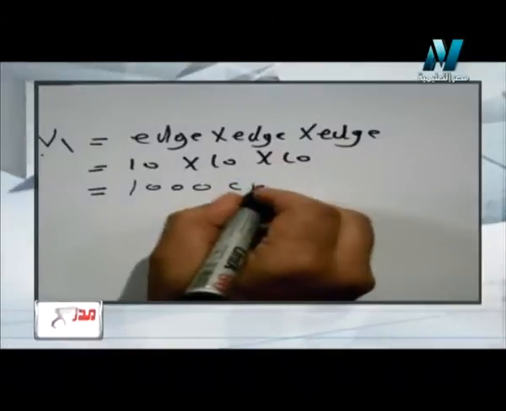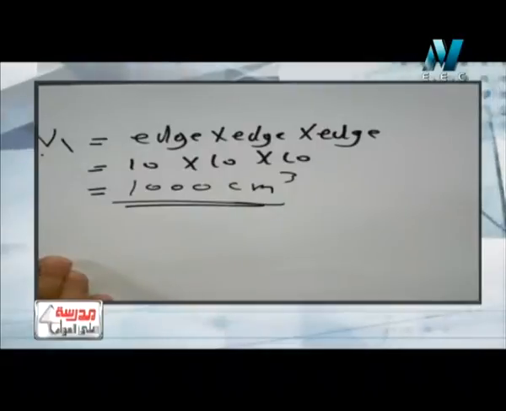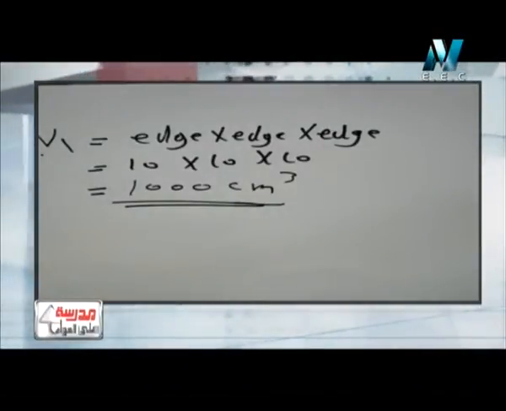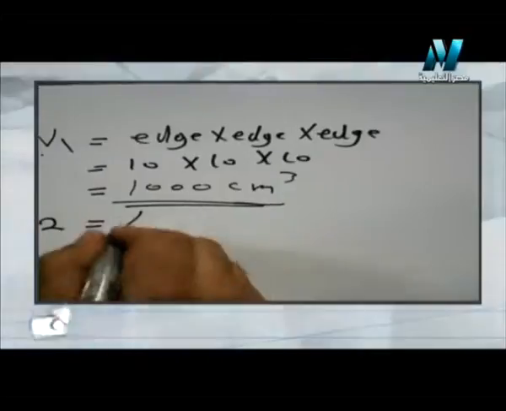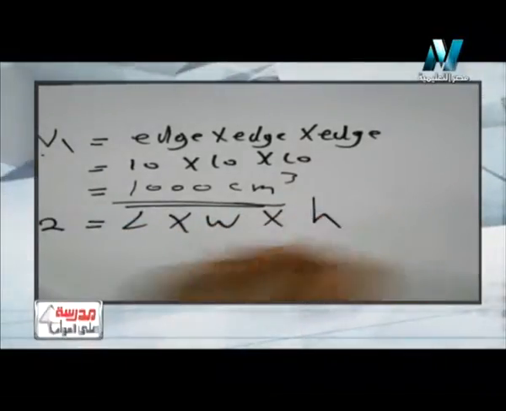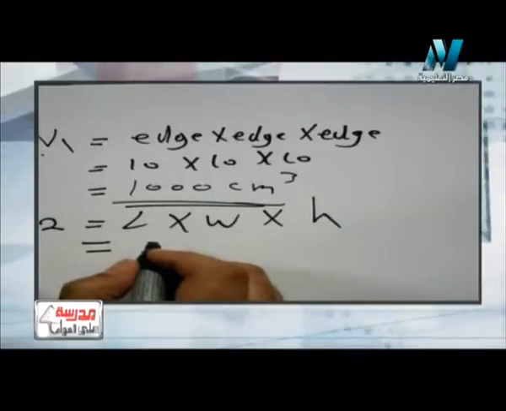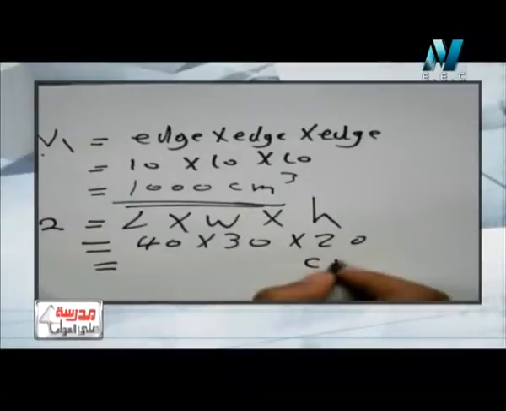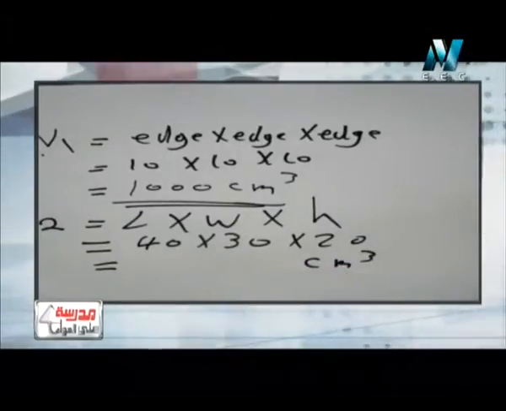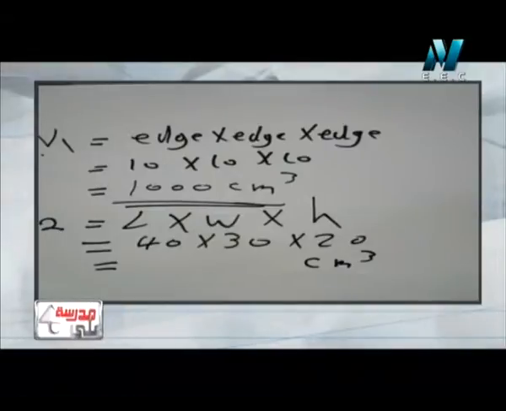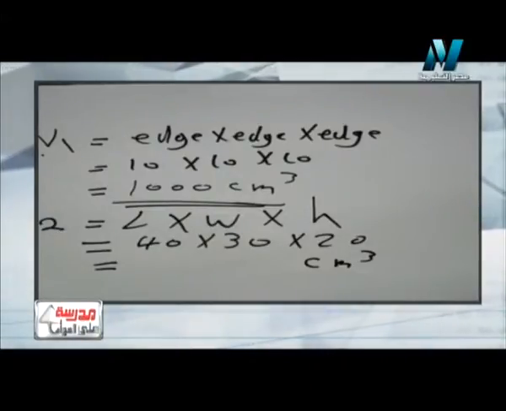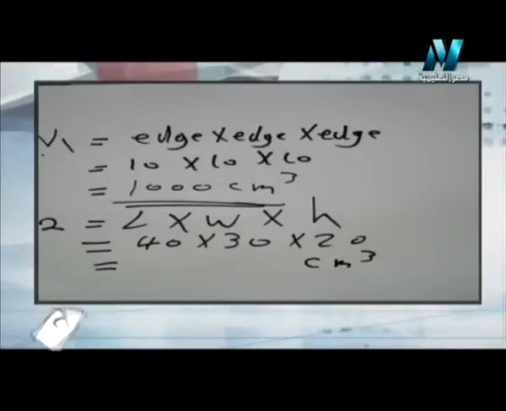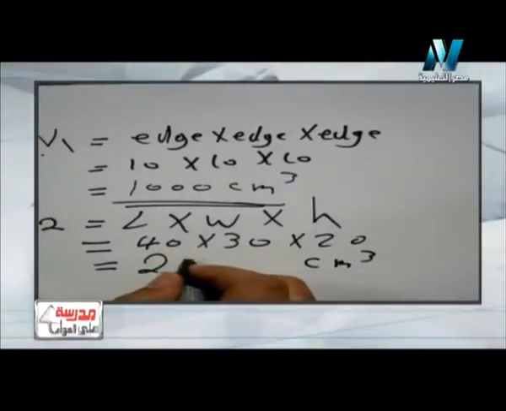1000 centimeter cube. By the same way, we have to find the volume of a big container. It looks like a cuboid. V2 equals length times width times height. The dimensions 40 by 30 by 20, centimeter cube. Just use your calculator to get the result. 40 times 30 times 20. The result will be 24,000.